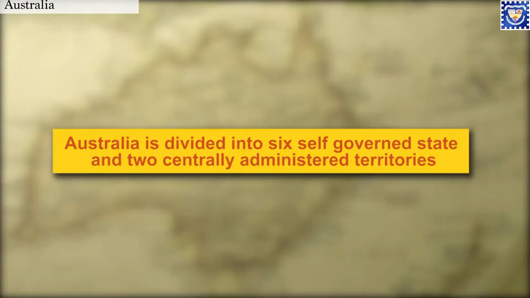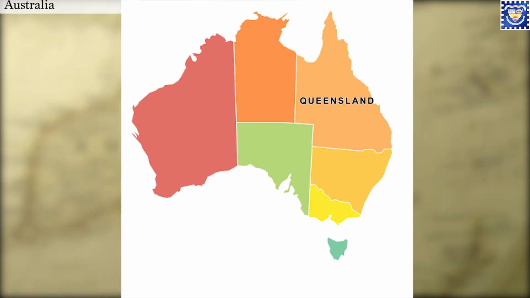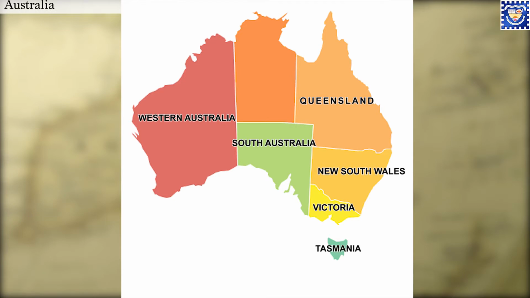Politically, Australia is divided into 6 self-governing states and 2 centrally administered territories. Queensland, New South Wales, Victoria, South Australia, Western Australia and Tasmania are the self-governing states. The Northern Territory and the Australian Capital Territory are the centrally administered territories.